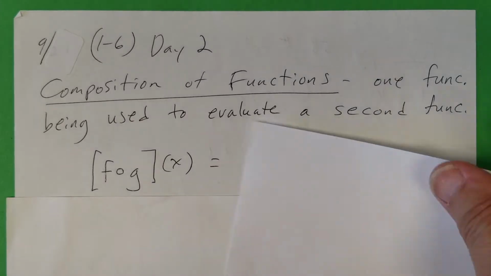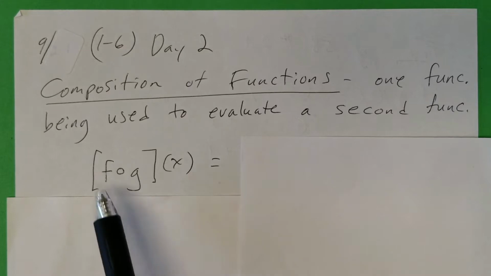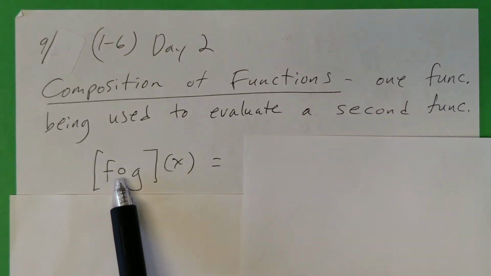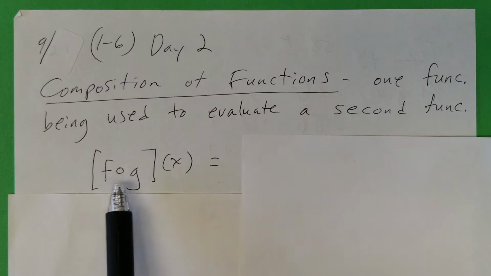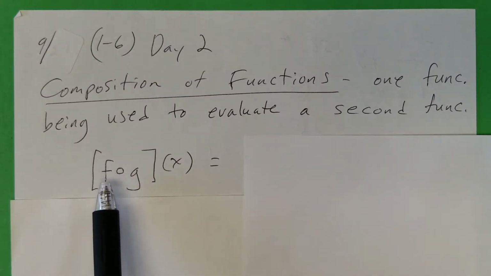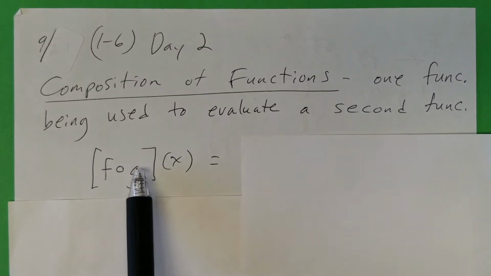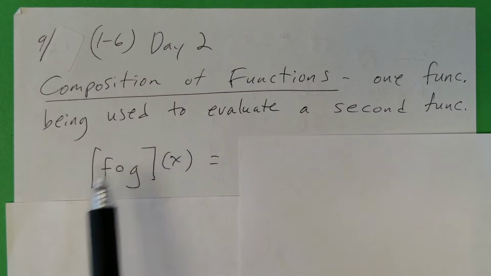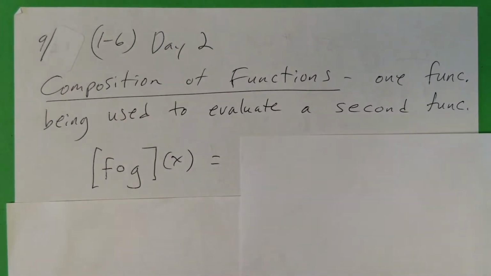This is how we write it. That's a circle, not a dot. A small circle, not the letter O. So this doesn't mean times. It's not a multiplication dot. It doesn't mean f times g. This is f of g of x. Okay? Function of a function. That's another way of saying it.